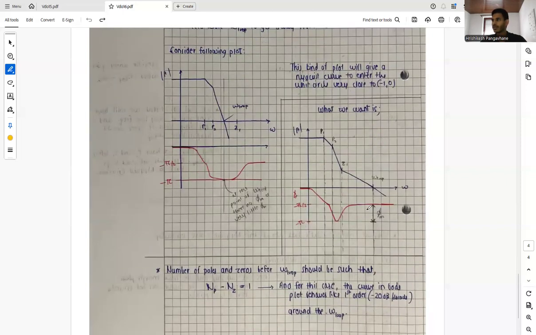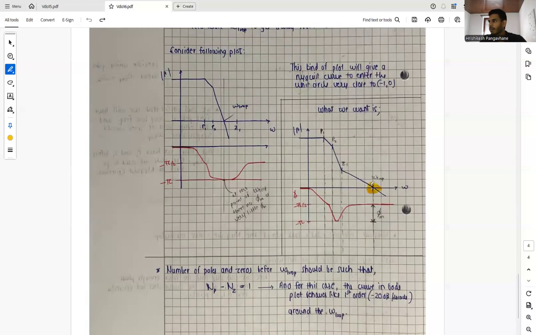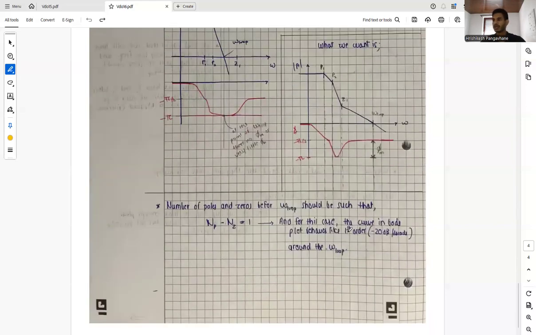So basically what we are saying is, let's say we have n equals 2, the number of poles is 2, and the number of zeros is 1. So 2 minus 1 is 1. So it satisfies this condition. And when this condition is true, near omega loop, the curve behaves as a first order. So this is what it meant.